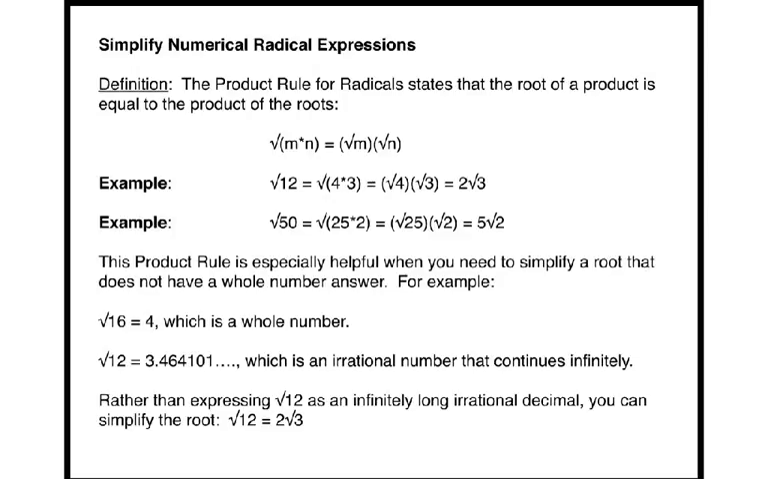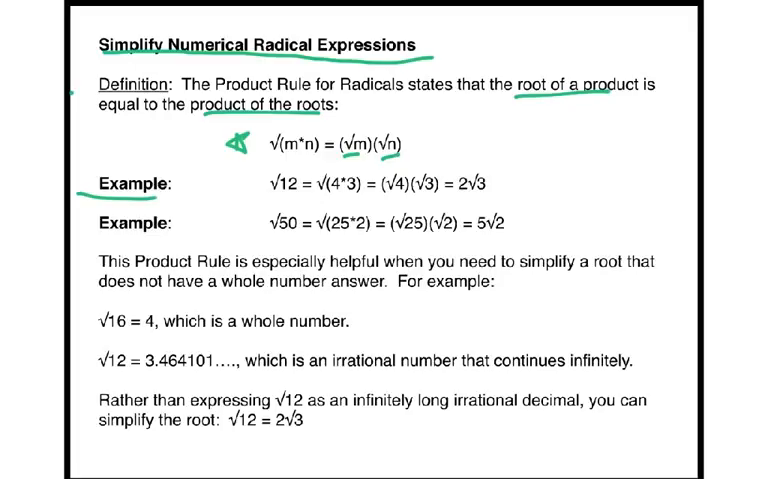This lesson is about how to simplify numerical radical expressions. Let's review a definition. The product rule for radicals states that the root of a product is equal to the product of the roots. Here's the formula. The square root of m times n is equal to the square root of m times the square root of n. So you can break apart the square root across a product.